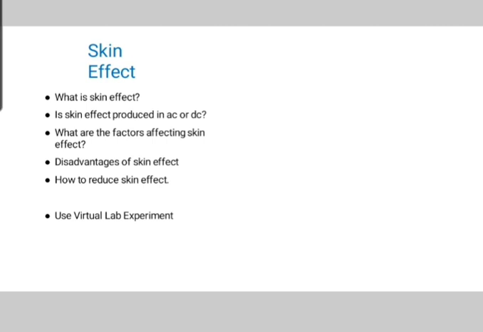So skin effect is the tendency of an alternating electric current, that is AC, to become distributed within a conductor such that the current density is largest near the surface of the conductor, and it decreases exponentially with greater depth in the conductor. The electric current flows mainly at the skin of the conductor, between the outer surface and a level which is called the skin depth.